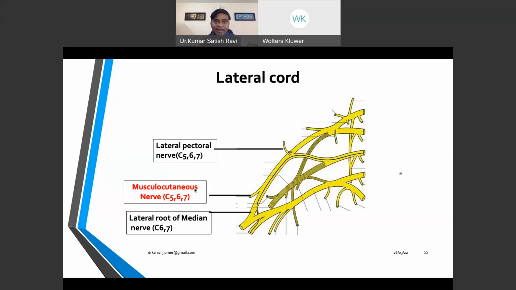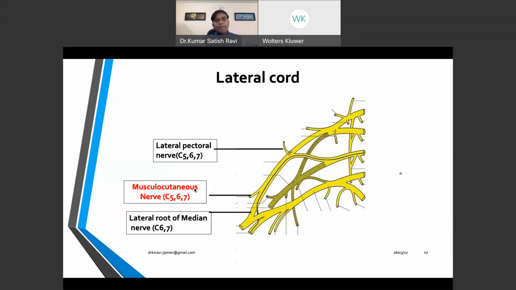Now, after supplying the medial part of the brachialis and the two heads of the biceps brachii, it will pierce the deep fascia lateral to the biceps tendon, and it will continue as the lateral cutaneous nerve of the forearm to supply the anterolateral region of the forearm till the base of the thenar eminence. So this is all about the musculocutaneous nerve.